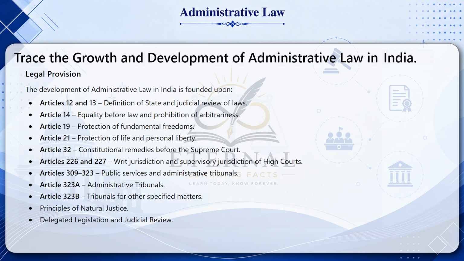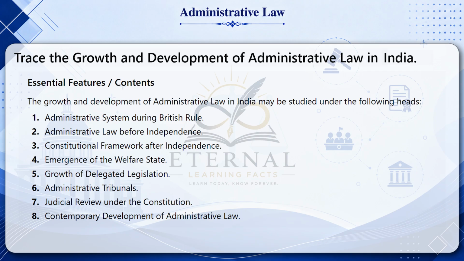Article 309 and 323, public services and administrative tribunals. Article 323A, administrative tribunals, and Article 323B, tribunals for other specified matters. Principles of natural justice and delegated legislation and judicial review. Let's look at essential features or contents of the development. The growth and development of administrative law in India may be studied under the following heads.